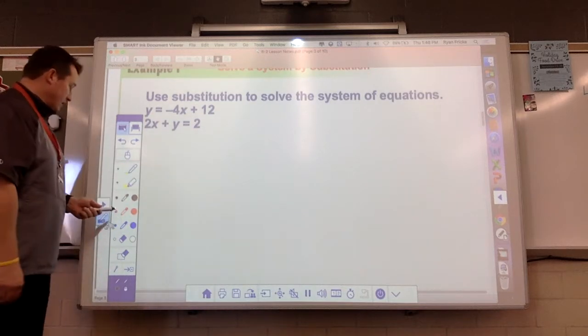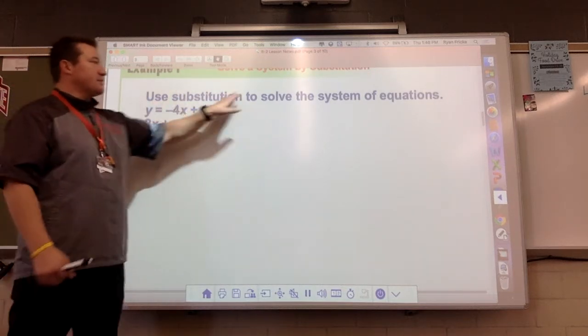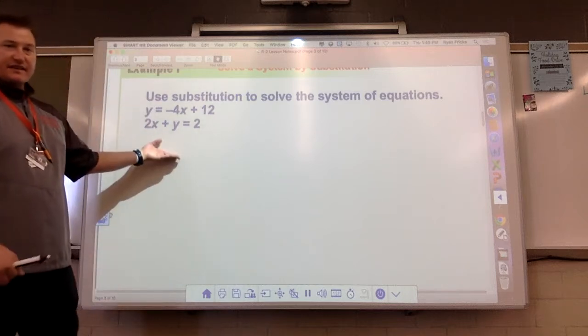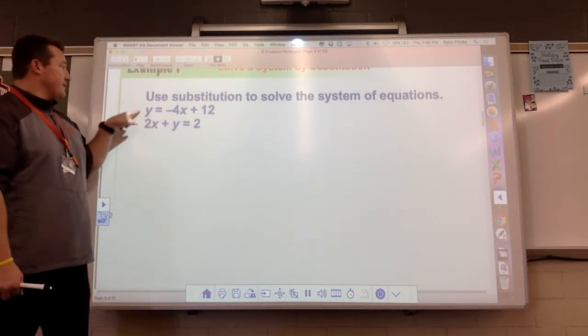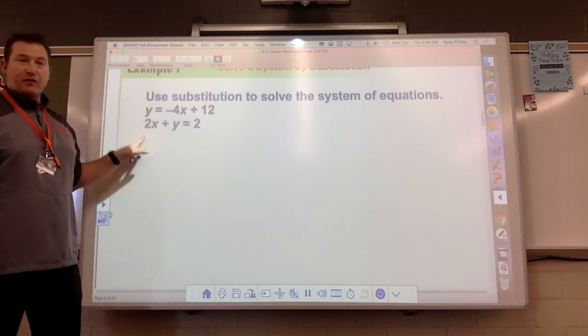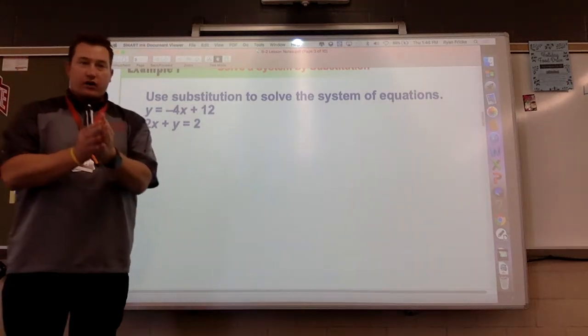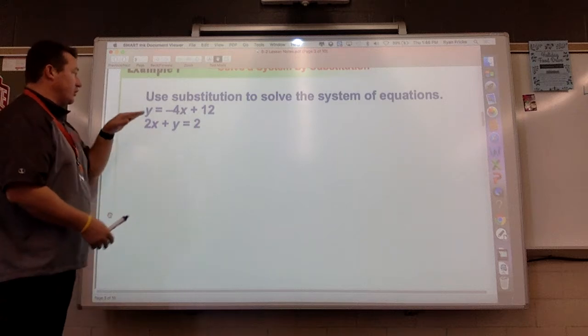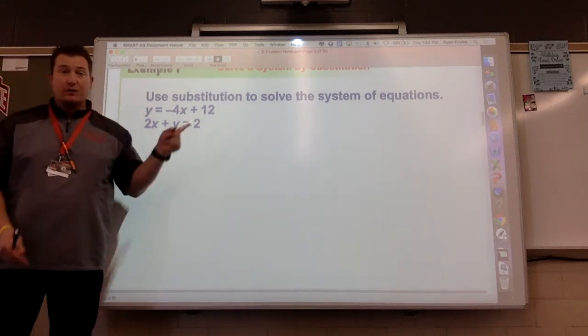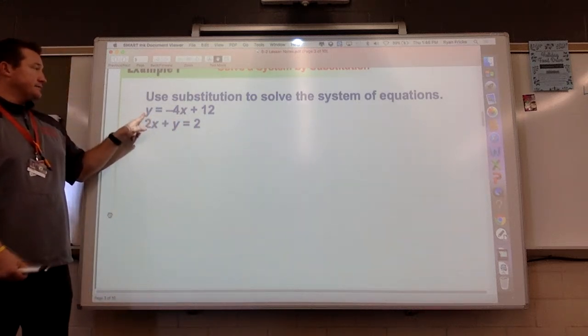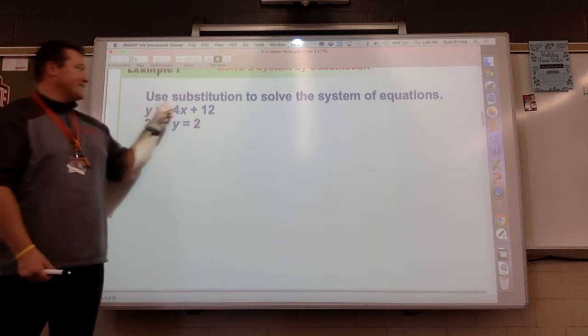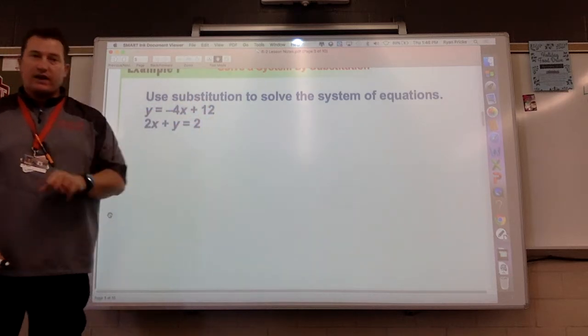All right, here we go. Use substitution to solve this system right here. This equation is in slope-intercept form, this one in standard form. Step 1 says make sure one of your equations is solved for a variable. Doesn't matter which one. Well, this one's already solved for y. It says y is this expression, negative 4x plus 12.